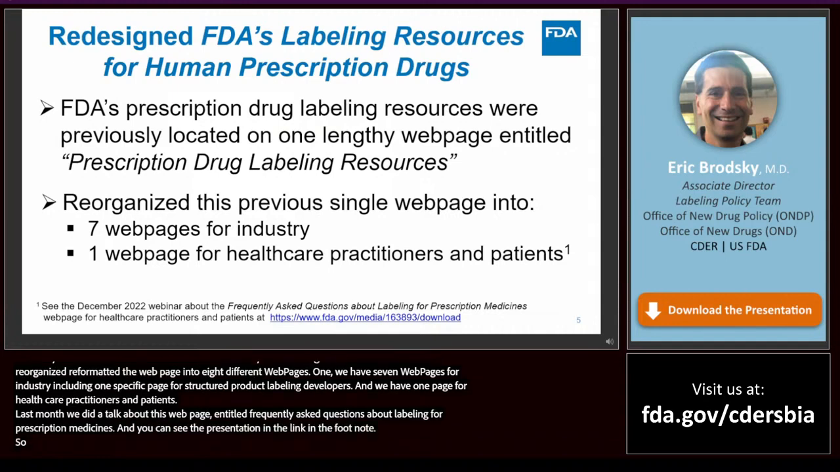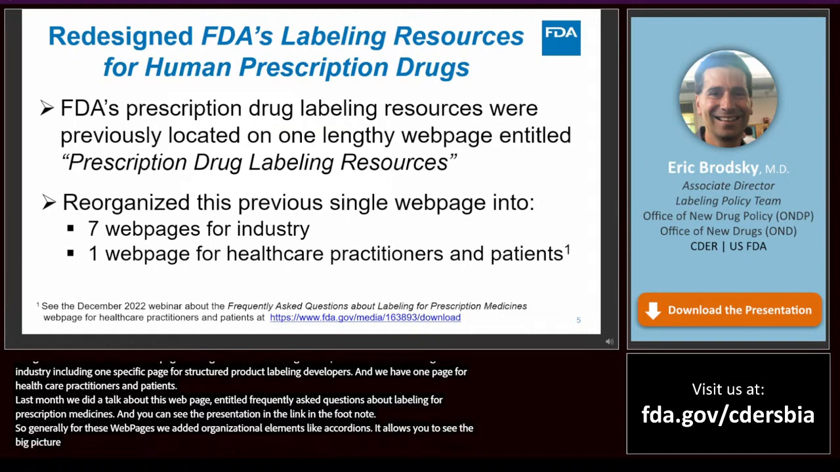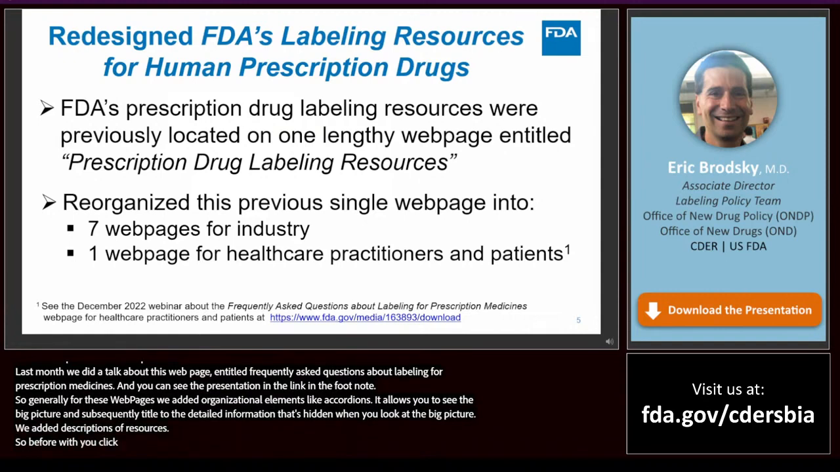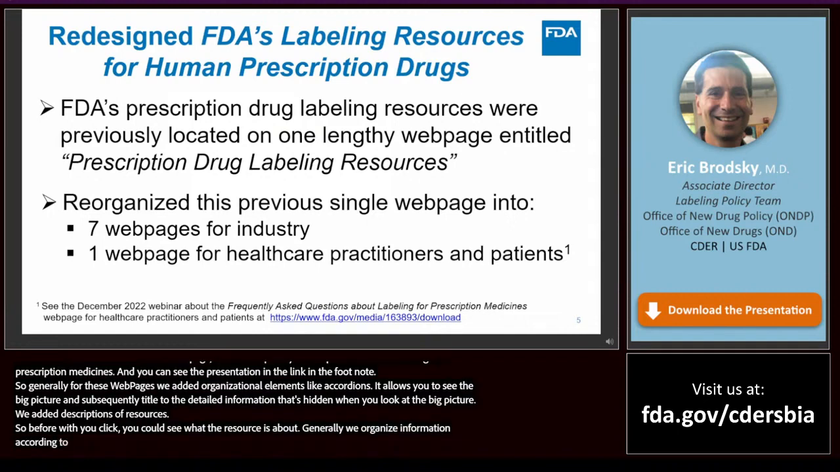So generally for these web pages, we added organizational elements like accordions. Accordions allow you to see the big picture and subsequently toggle to the detailed information that's hidden when you look at the big picture. We added descriptions of resources, so before you click, you could see what the resource is about. Generally, we organized information according to alphabetical order so you could find it. And on each of the subsequent slides, I'll highlight some notable resources for each of the 7 industry web pages.